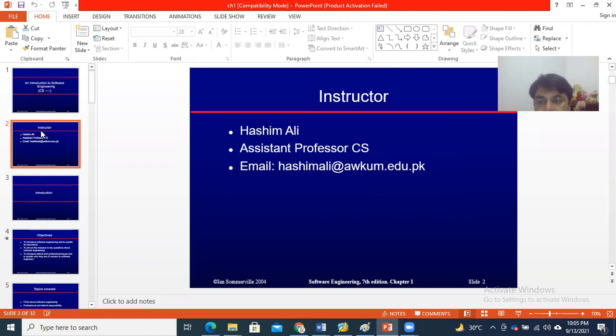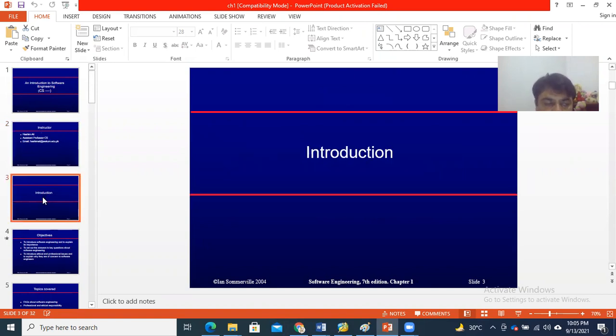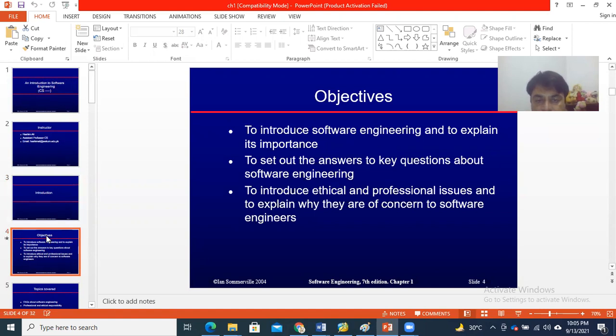Today we will start a lecture on software engineering. We will learn about different aspects of software engineering, and we will discuss the importance of software engineering, how important software is in our daily life, and what the impact of software is in our social life. So this chapter is about learning objectives.